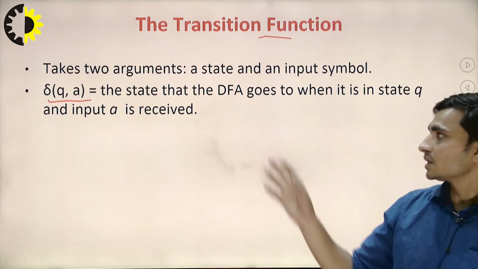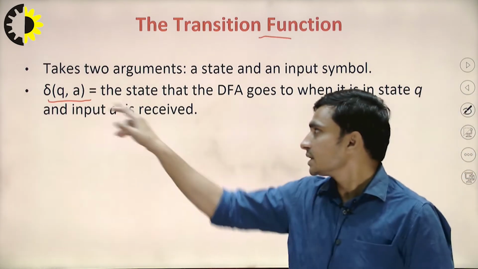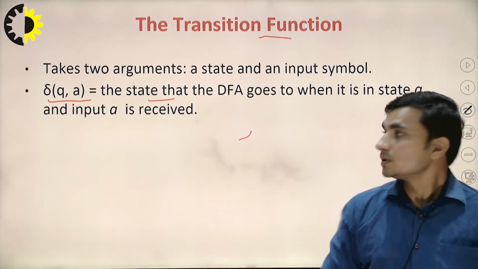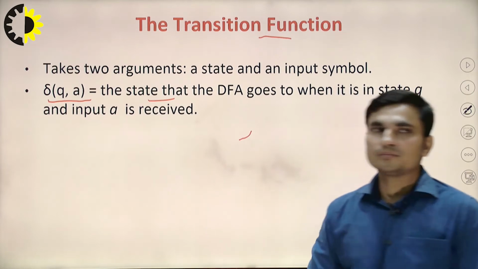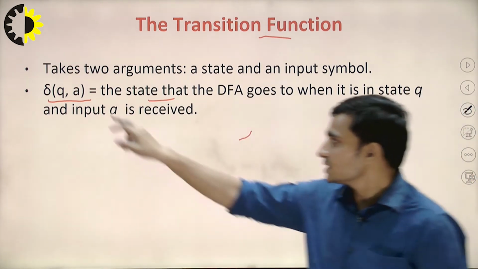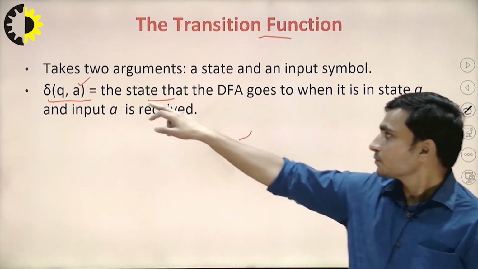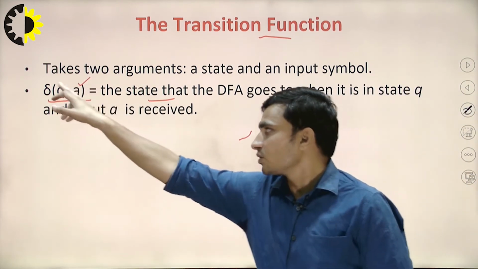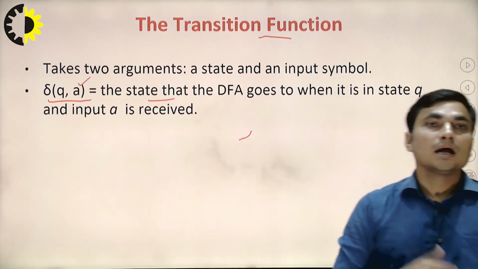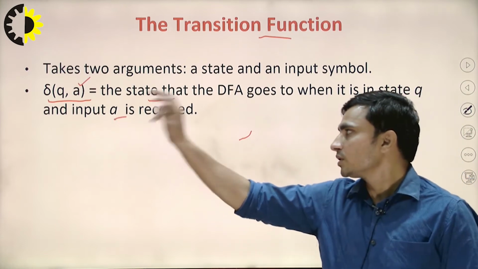It is taking two parameters, one is Q and another is A. So this Q is representing the current state that the DFA is in, and this A is the input we are going to process. The result of this, the whole value of delta(Q, A), will be the state the DFA reaches after reading this input A.